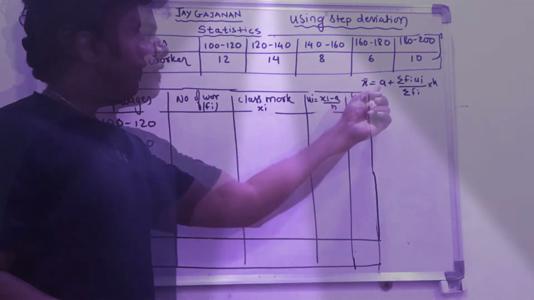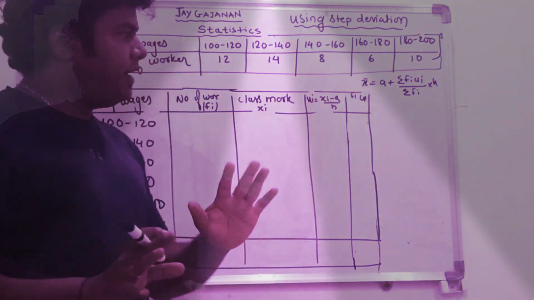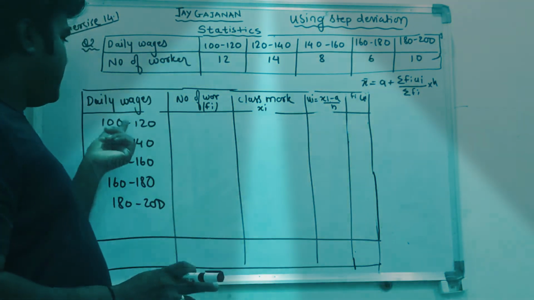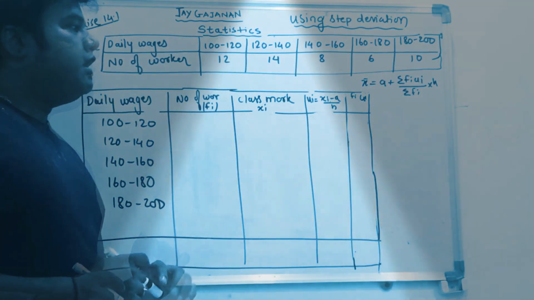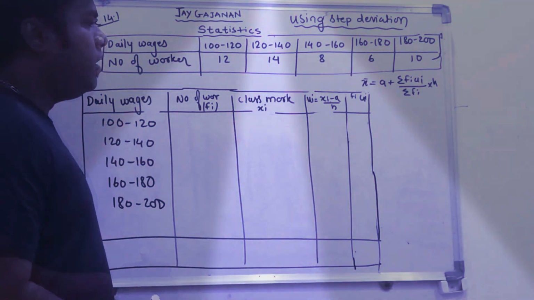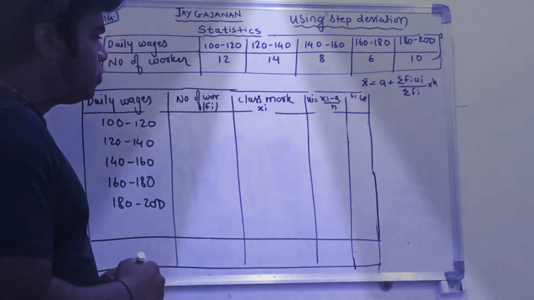We have seen what is a. Now what is h here? It is not the height, it is actually the class size, the size of this, that is 100 to 120, that means 20. So that will be the class size for it. Now here only one thing we have to focus on, that is ui. So let us see how to solve this.